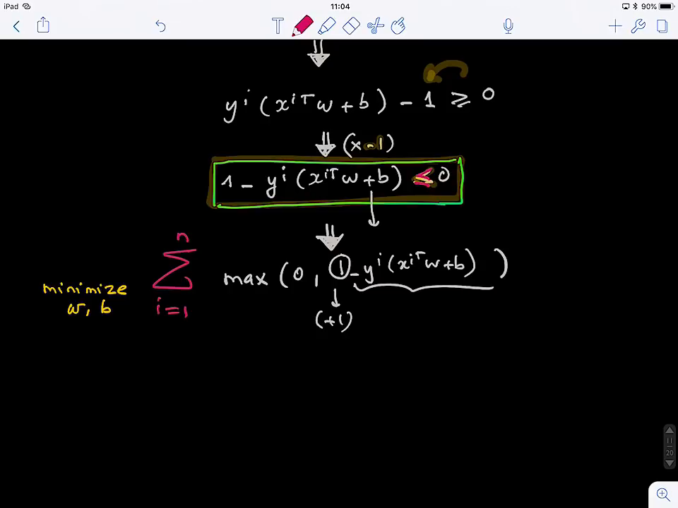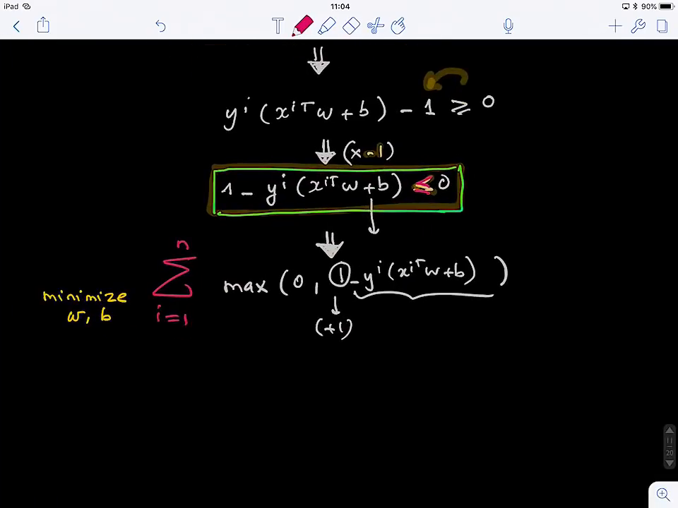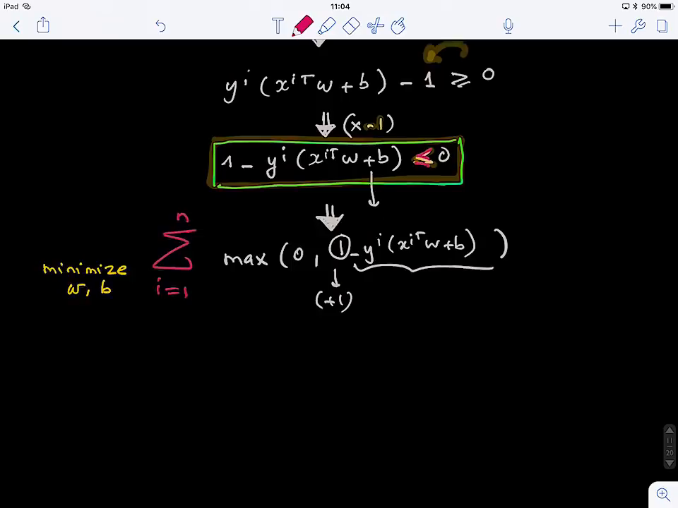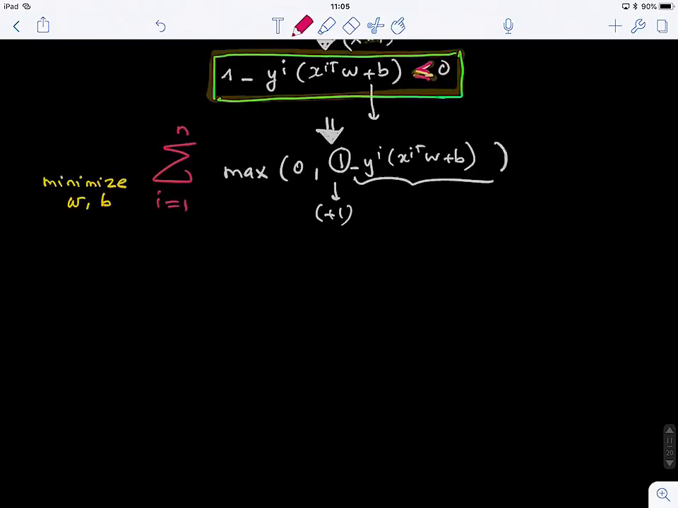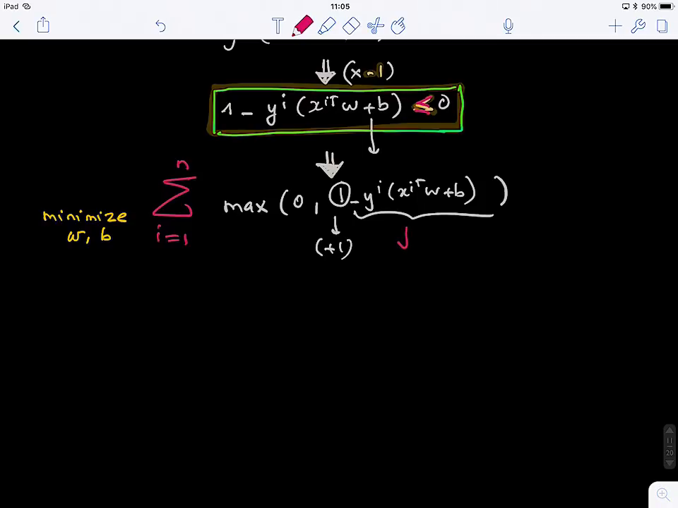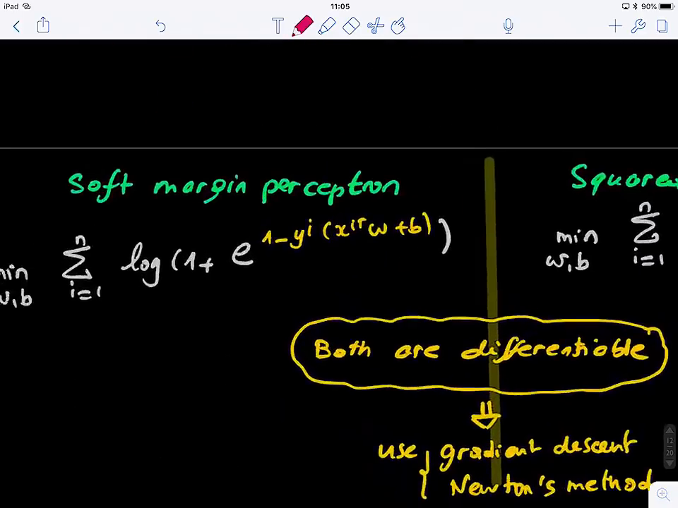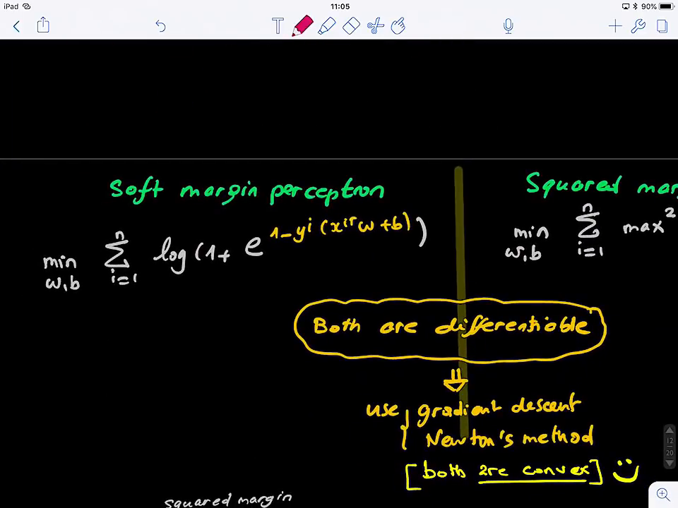So what do you guys notice? This function also has some problems, right? It's not soft. It's not differentiable everywhere. So we need to perform exactly the same steps. We soften it, we make it softer and differentiable. So we take the log of 1 plus the margin condition, okay? And that's what we have.